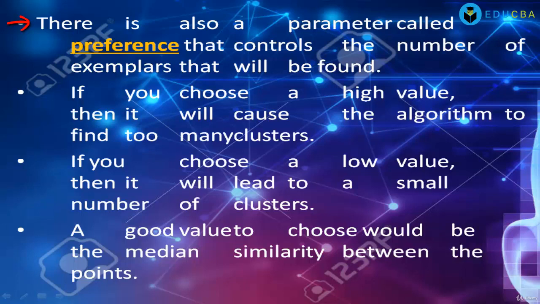There is also a parameter called preference. Preference is a parameter that controls the number of exemplars that will be found. If we choose a high value, it will cause the algorithm to find too many clusters. While if we choose a low value, it will lead to a small number of clusters. So the number of clusters depends upon the preference parameter. A good value to choose would be the median similarity between the points.